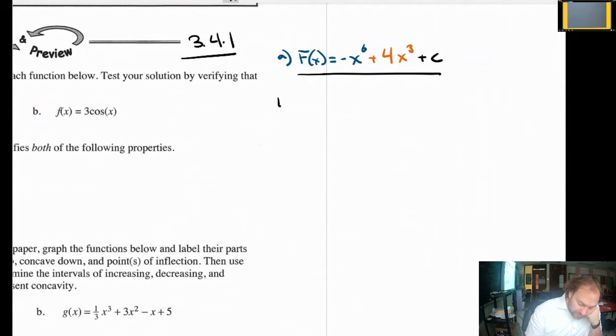For question B, it's actually pretty simple because the 3 doesn't really do anything. A constant number multiplied in front will stay there when you take the derivative. And we just need to think about what function has a derivative of cosine, and that is sine. So it'll be 3 times the sine of x for our answer there.